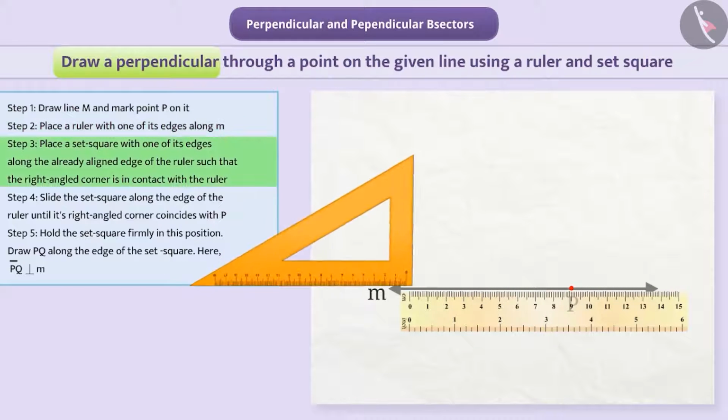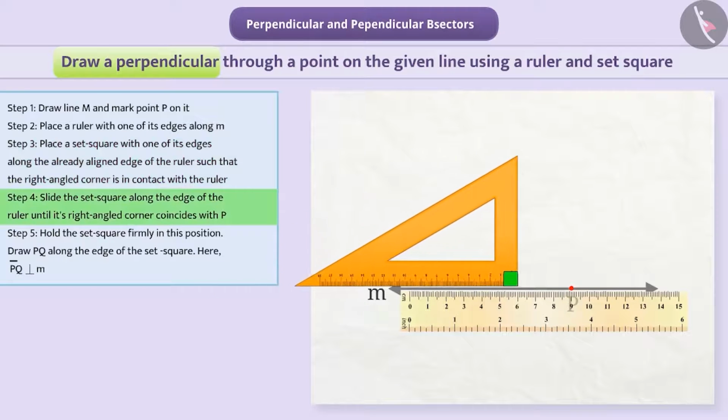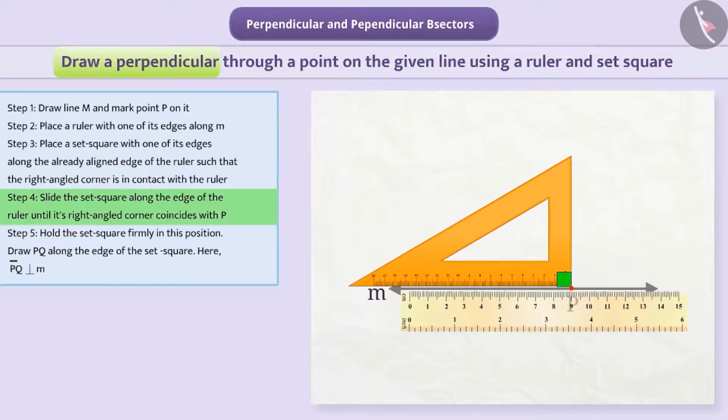Step 3. Place a set square with one of its edges along the already aligned edge of the ruler such that the right-angle corner is in contact with the ruler. Step 4. Slide the set square along the edge of the ruler until its right-angled corner coincides with P. Step 5. Hold the set square firmly in this position.